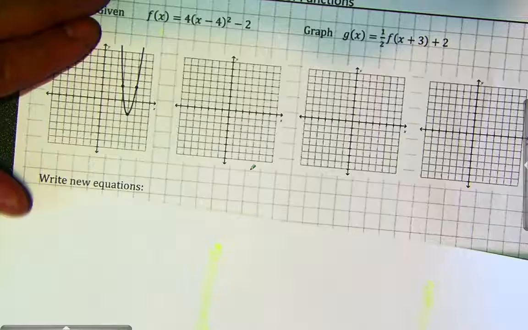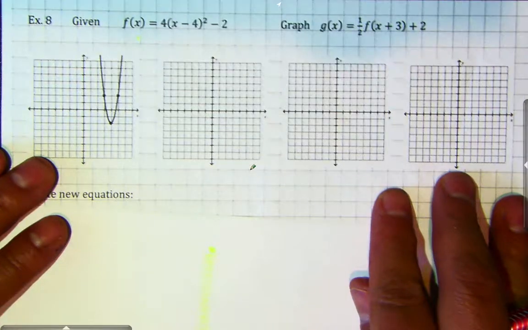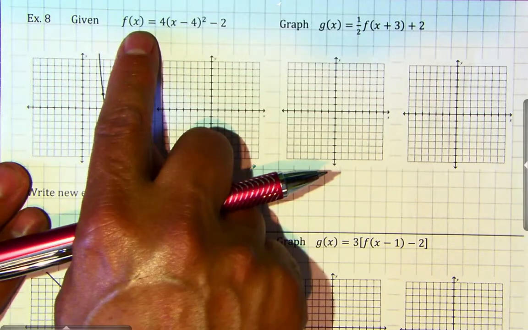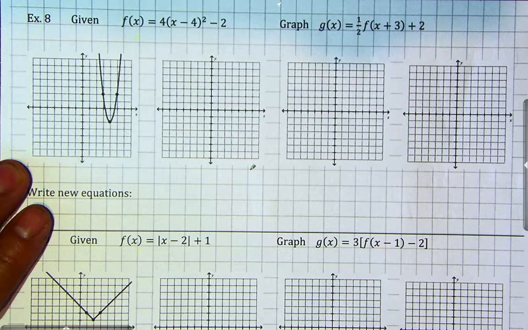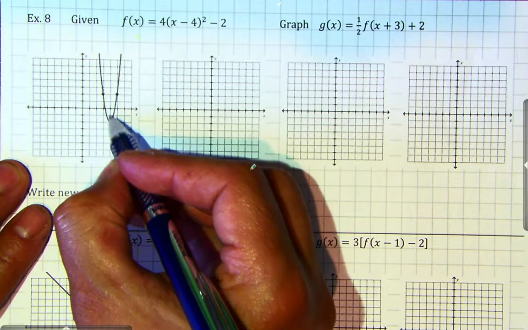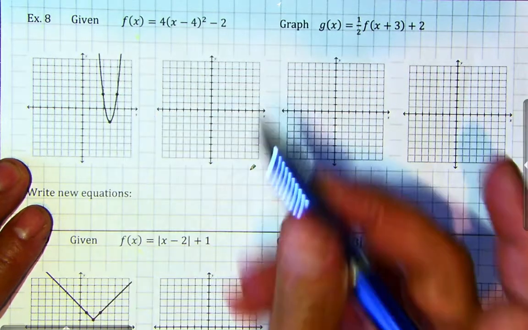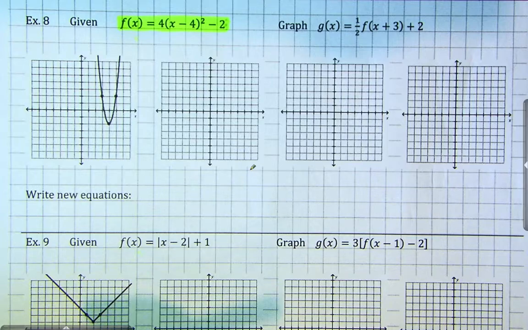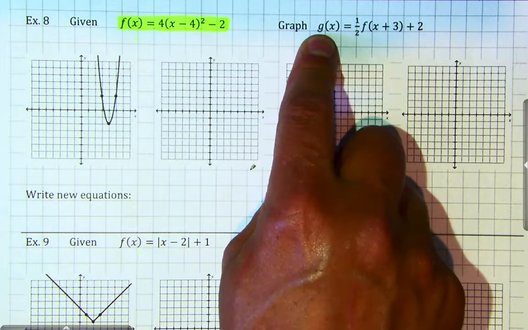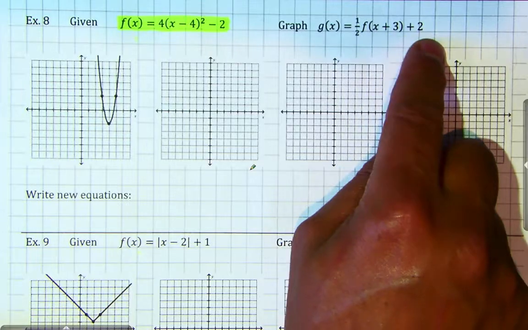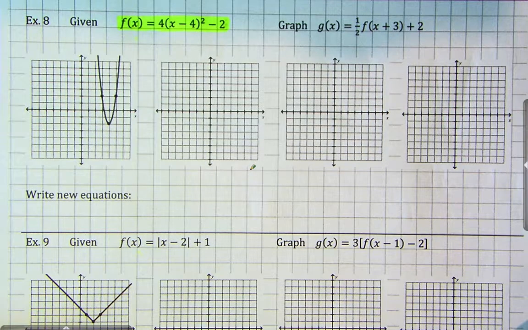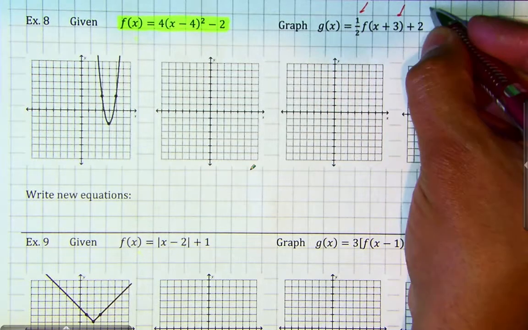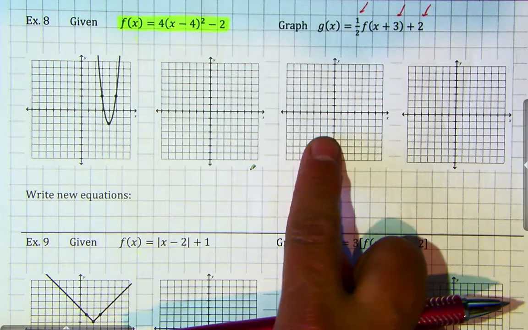Example number 8. So now they give you f of x, where my vertex is 4, negative 2. 1, 2, 3, 4, negative 2. My a value is 4. And so they give you the function and they graph it for you. And they're asking you to graph g of x, which is 1/2 f of x plus 3 plus 2. So how many different translations and transformations do we have? You have the 1/2, you have the 3, and you have the 2. So you have 3, and that's why I provide 3 graphs for you.